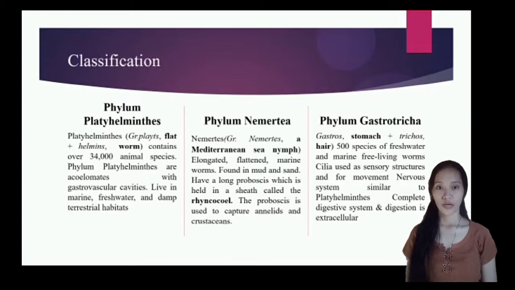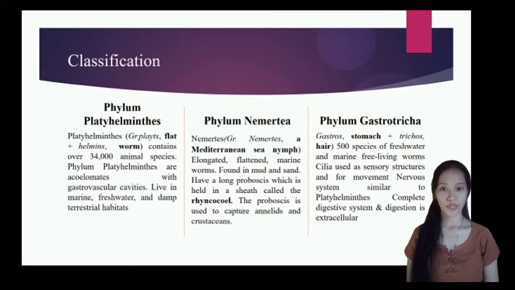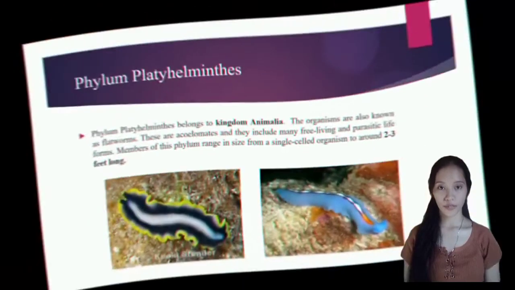Phylum Nemertea, the Mediterranean Sea nymph, are elongated, flattened marine worms found in mud and sand. They have a long proboscis which is held in a sheath called the rhynchocoel. The proboscis is used to capture annelids and crustaceans. Phylum Gastrotricha has 500 species of freshwater and marine free-living worms. Cilia are used as a sensory structure and for movement. Similar to platyhelminths, they have a complete digestive system and digestion is extracellular.